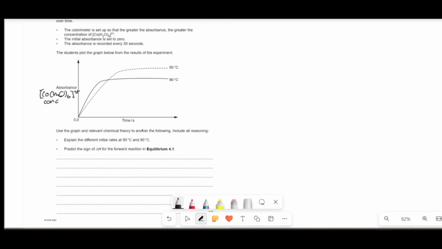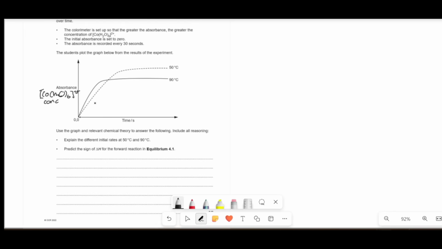So number one, let's talk about this. Explain the difference in the initial rates. This is the absorbance over time. As time goes on, you can see that the absorbance increases and then it increases. What I like to do is always look at things line by line. So this dotted line, its absorbance increases and starts to level off, meaning the concentration of Co(H2O)6 increases and levels off. Whereas here, it increases and also levels off. However, if we compare the two, this one's increasing a bit faster, but then levels off earlier and lower, whereas this keeps going for a little longer.